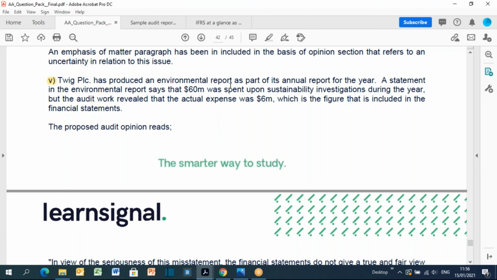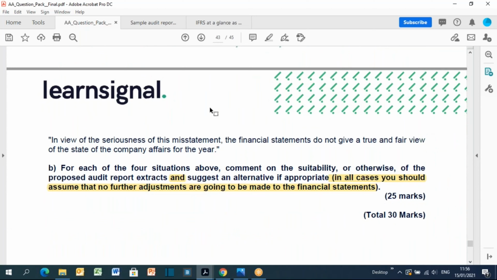So in this case, they've issued this one, and a statement in the environmental report says that 60 million was spent upon sustainability investigation during the year, but the auditor's work revealed that the actual expense was 6 million, which is the figure that is included in the financial statements. And the audit opinion, in view of this misstatement, says the financial statements do not give a true and fair view of the state of the company's affairs for the year.